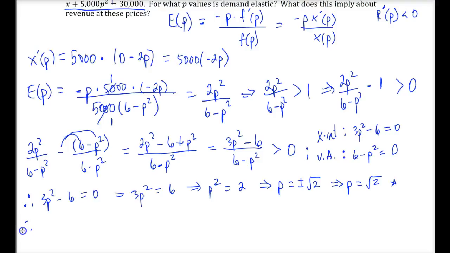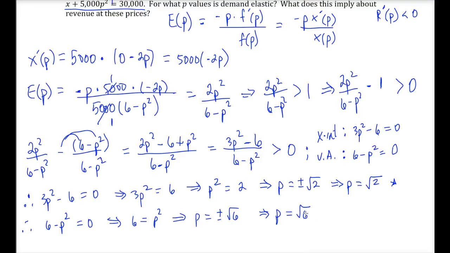For the vertical asymptote, 6 minus p squared equals 0 here. So this would end up being 6 is equal to p squared, which would mean that p would be equal to plus or minus square root of 6. And again, we would only consider the positive value here.